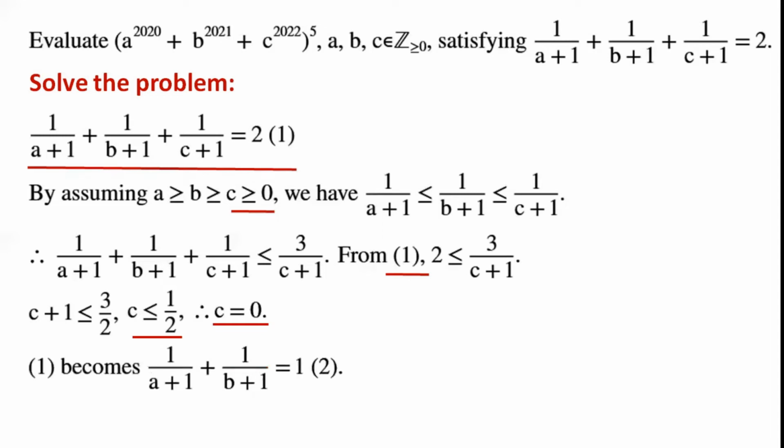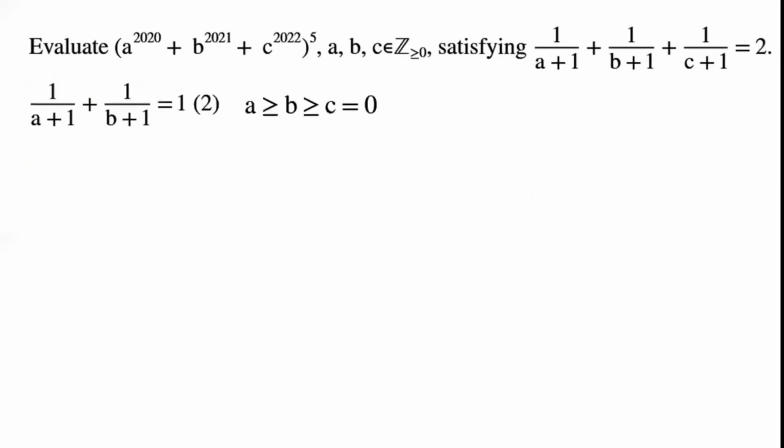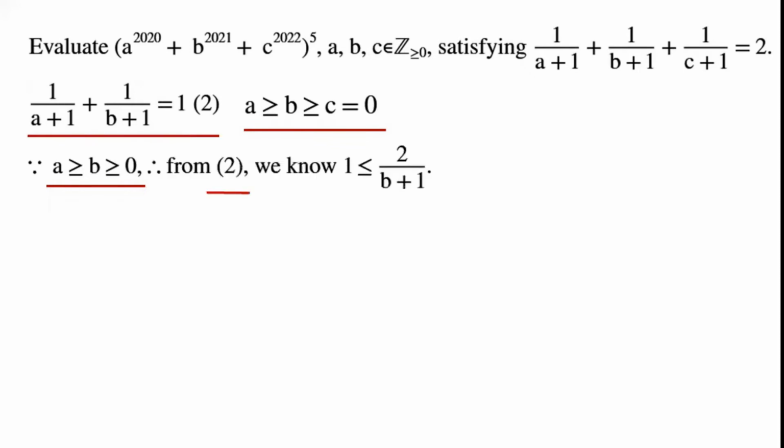Equation 1 becomes 1/(a+1) + 1/(b+1) = 1. (Equation 2) Because a ≥ b ≥ 0, from equation 2 we know that 1 is less than or equal to 2/(b+1). So 0 ≤ b ≤ 1.